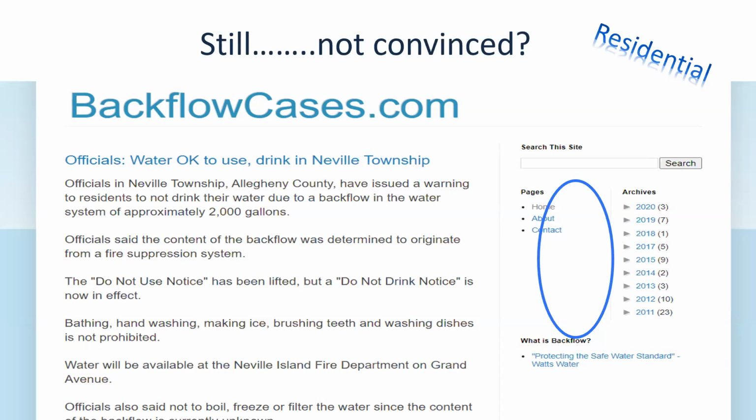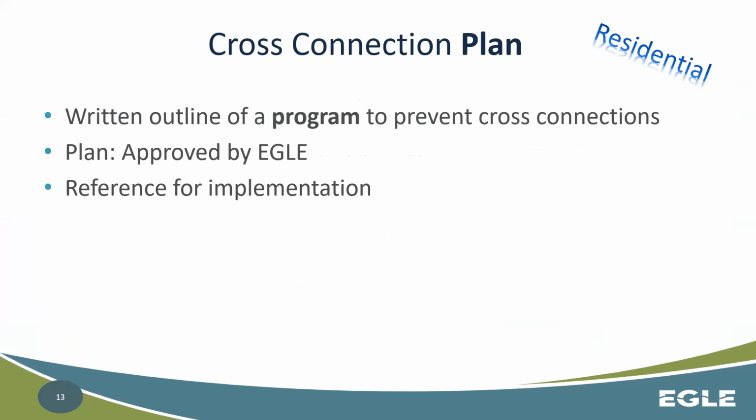So when it comes to actually trying to address some of these problems, the first thing that we're going to start with is going to be what we're calling a cross-connection plan. This should not be confused with your program. The cross-connection plan is going to be a written outline of the program that you will then be implementing. Basically, how are you going to go about trying to address some of these cross connections? This plan is what gets approved by EGLE. And then you can always go back to it.